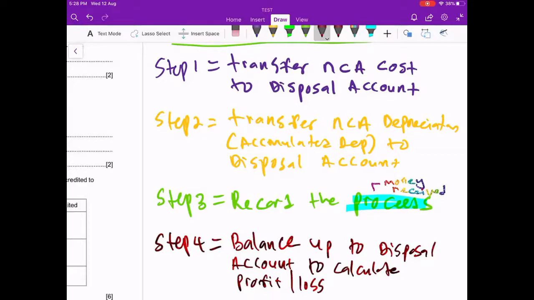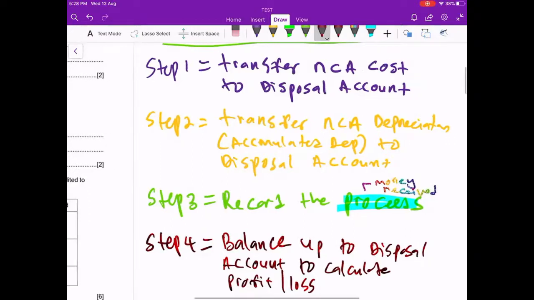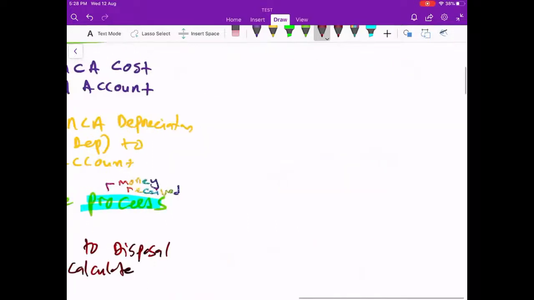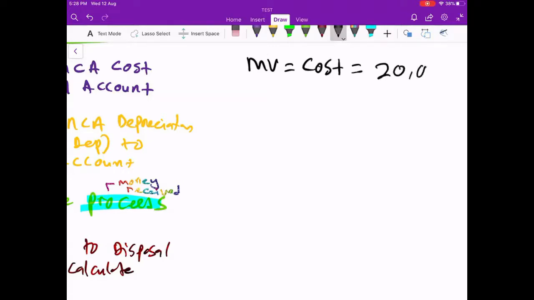I'll give you one example before we do the exercise. My example question: your non-current asset is a motor vehicle. The motor vehicle cost is 20,000, and the motor vehicle accumulated depreciation is maybe 5,000.